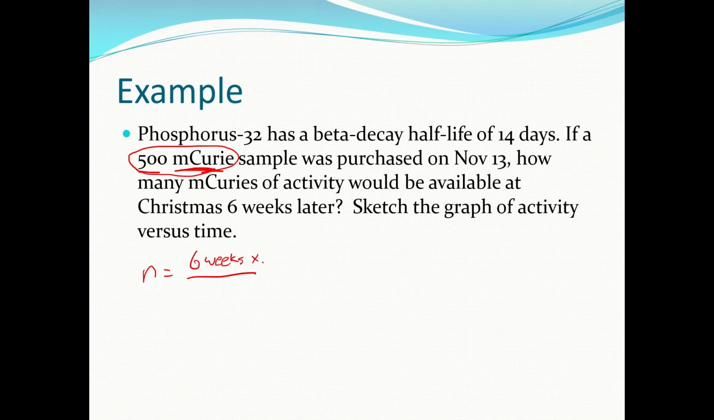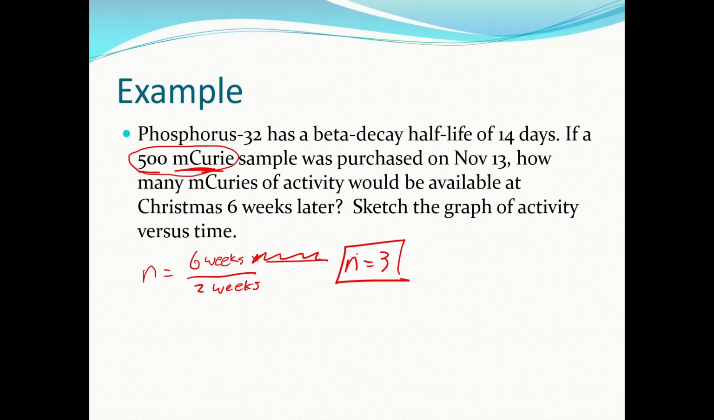But we can't keep it in weeks because this is, I guess we could actually, we could keep it in weeks. Let's keep it in weeks, that's easier. The half-life is 14 days, so it's in 2 weeks. As long as they're the same, it's fine. So how many half-lives have occurred? N equals 3. We've had 3 half-lives.